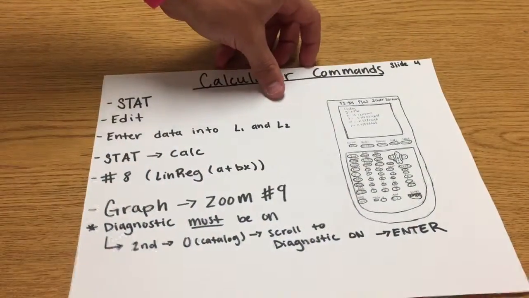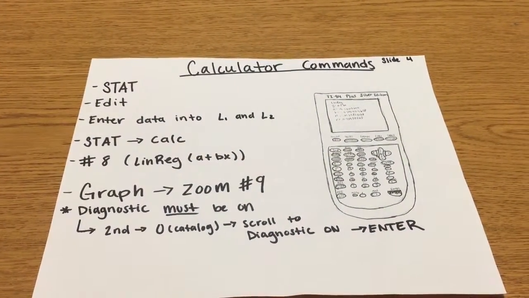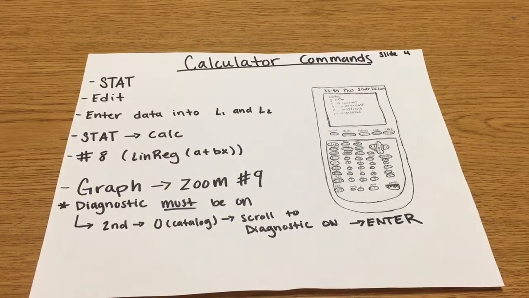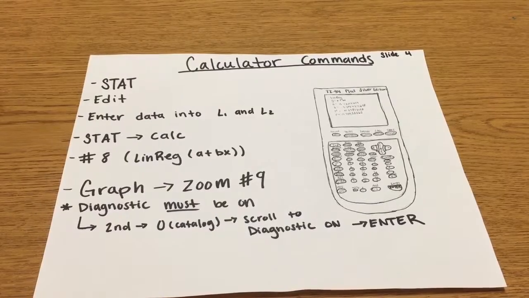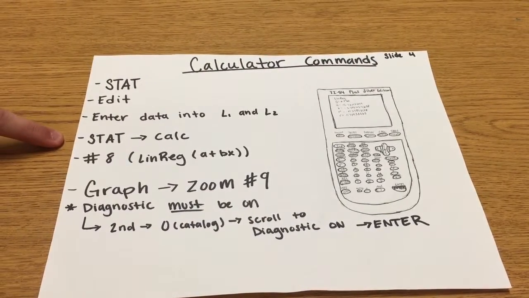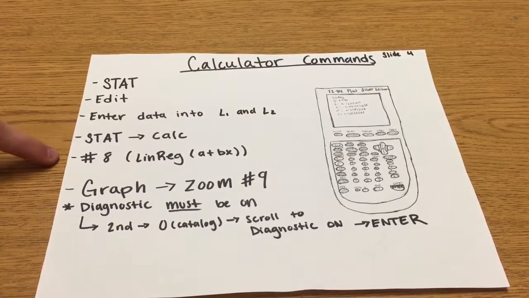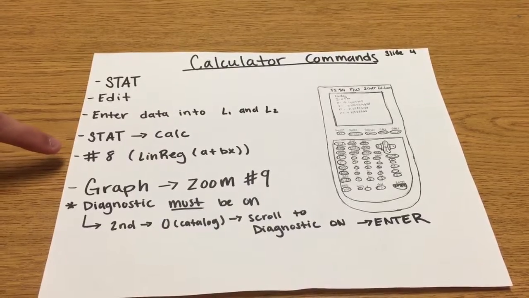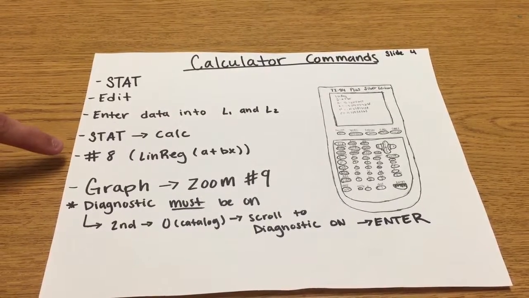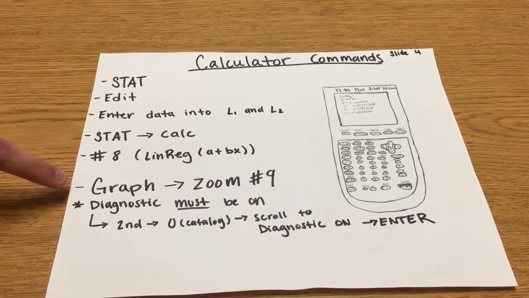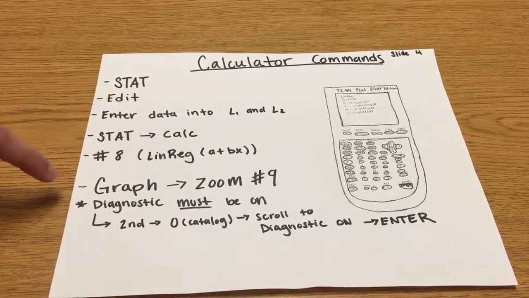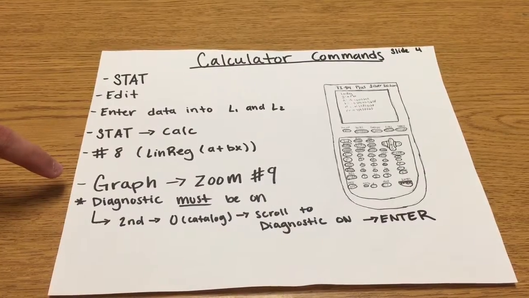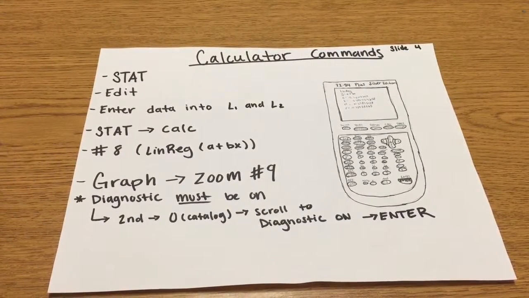Now we'll teach you how to find R with a calculator. First, you will hit Stat, then select Edit, and enter in your data into L1 and L2. Next, hit Stat again and go over to Calc. Scroll down and choose number 8. It will say LinReg A plus BX. This will give you the numerical values. To see the graph, you will hit Graph, then Zoom 9 and select number 9. You will then have a visual as to what R looks like. And don't forget that your diagnostic must be turned on.